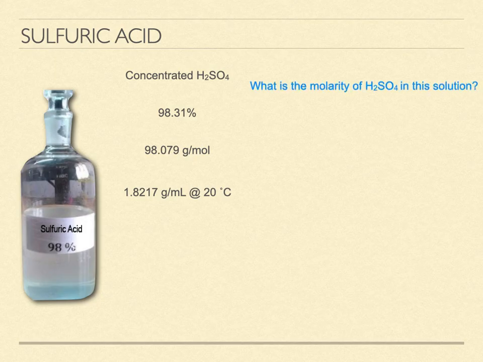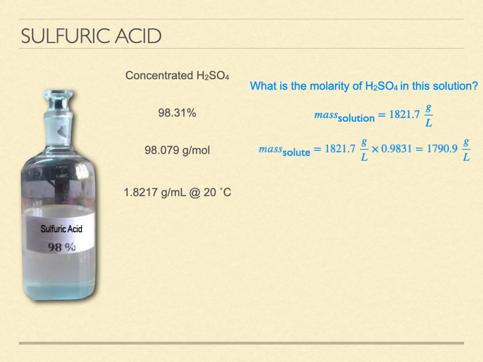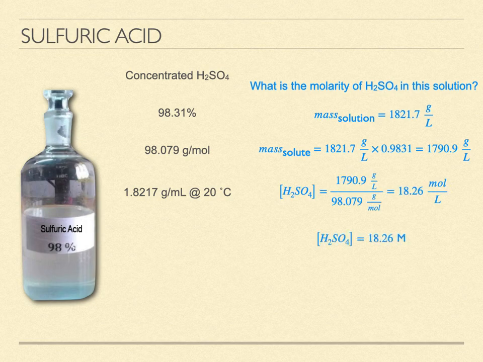Well, the mass of the solution comes directly from the density. Since molarity is per liter of solution, we find the mass per liter to be 1821.7 grams per liter. We know that 98.31% of that mass is actually sulfuric acid. Therefore, the mass of sulfuric acid is 1790.9 grams per liter. For molarity, we want moles per liter, so dividing by the molar mass of sulfuric acid gives us 18.26 moles per liter, which is just 18.26 molar. Concentrated sulfuric acid is 18.26 molar.